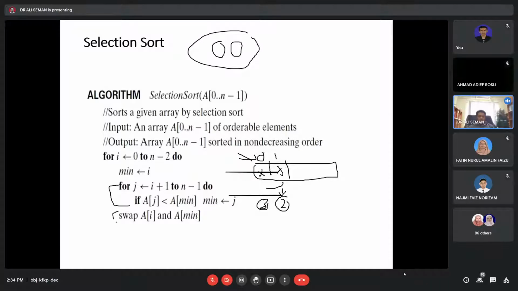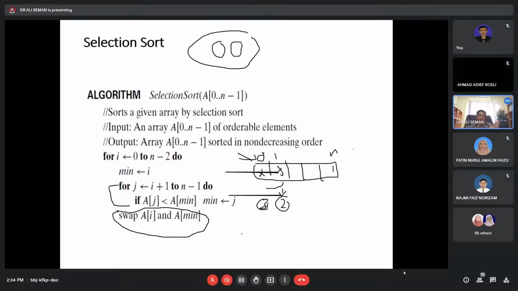Finally, because this is the loop scope, the swap is outside the loop here. Meaning with this, we compare for each of the elements until finished, and we update the min. After we get the final min, then we swap: swap a[i] with a[min] so that we can get the minimum. When we get the min, put it on the left.